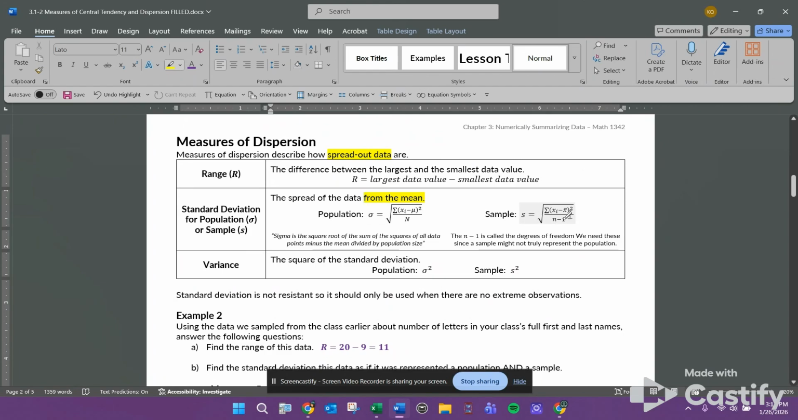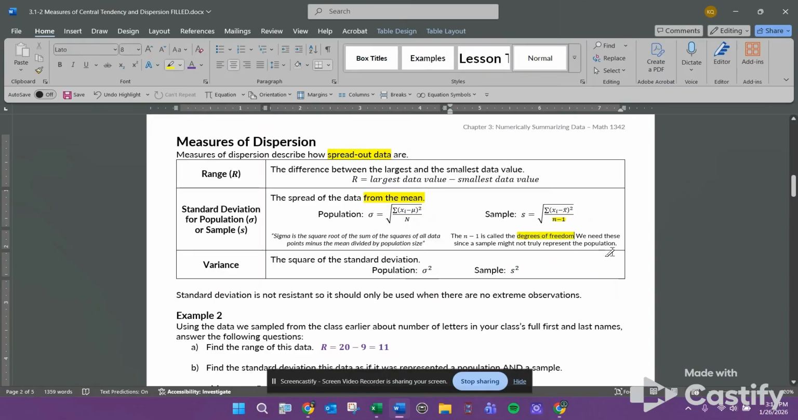A sample works pretty much the same way, except that notice mu has turned into x bar because we're going to use the sample mean instead of population mean. And notice that in the bottom, we now have n minus 1. This is important. I would highlight that. N minus 1 is called the degrees of freedom.